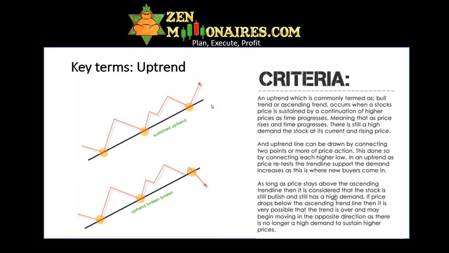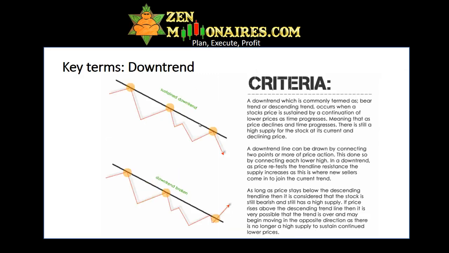As long as the price stays above the ascending trend line, then this is considered that the stock is still bullish and still has a high demand, so it means it's still going up. If the price drops below the ascending trend line, then it is possible that the trend is over and may begin moving in the opposite direction, and that means there's no longer a high demand of the stock, and it could be a sign that it's going to drop. So this will be the sign about to sell.